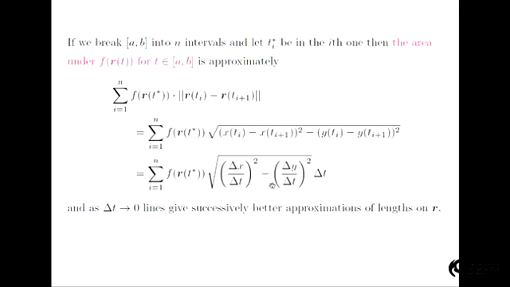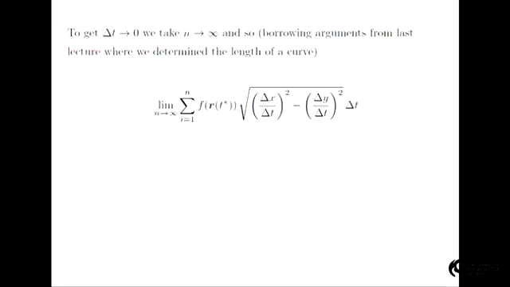Right? So we're getting closer and closer to actually being able to practically evaluate a line integral. So notice if this distance, the change of t, gets smaller, tends to 0, we're going to get successively better approximations of the lengths of R, right? Because the discrepancy was the fact that we're taking bases as lines when the bases should be curves. But that will eventually disappear in the limit. So to get delta t goes to 0, we need to take the number of intervals that t is divided into to infinity.